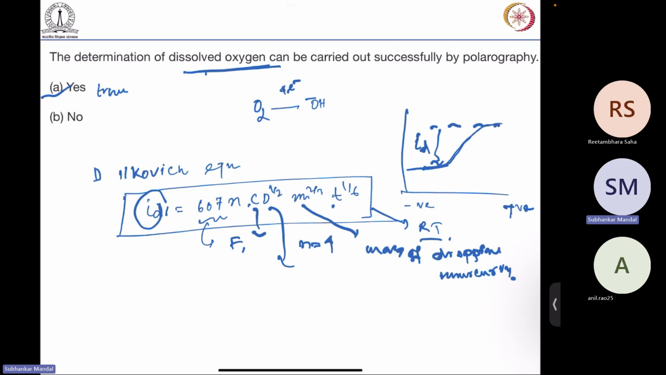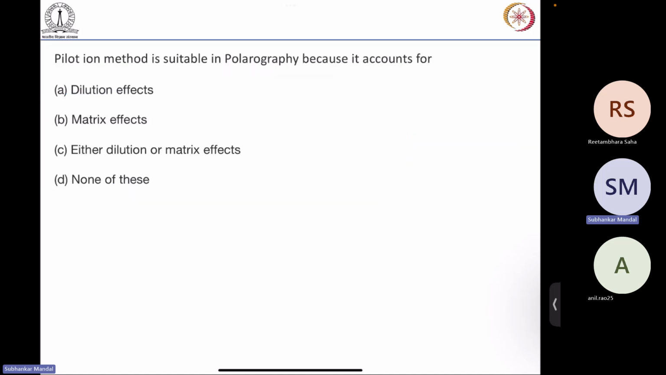D is the diffusion coefficient of oxygen, which you can also get from the literature. The diffusion of oxygen in water is available. So if you know all the parameters, then you can find out how much oxygen is dissolved in the solution. So electrochemically, polarography can give the information on how much oxygen is dissolved in the solution. Now we can go to the next question.